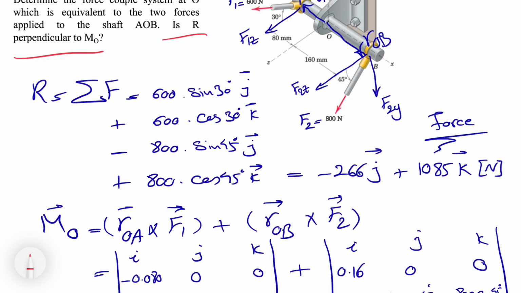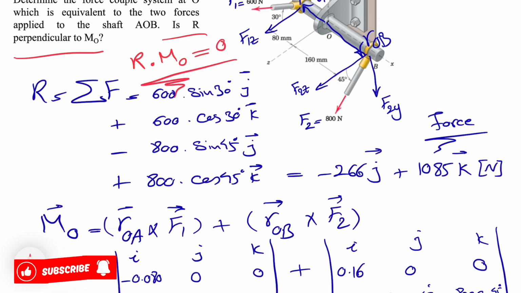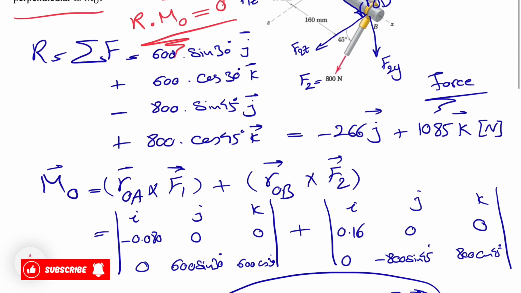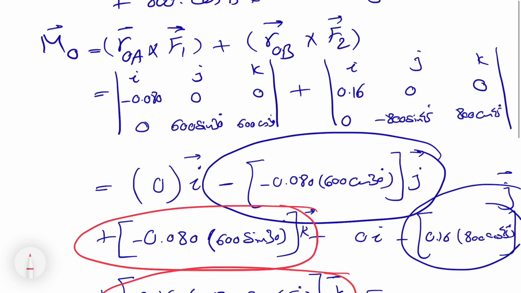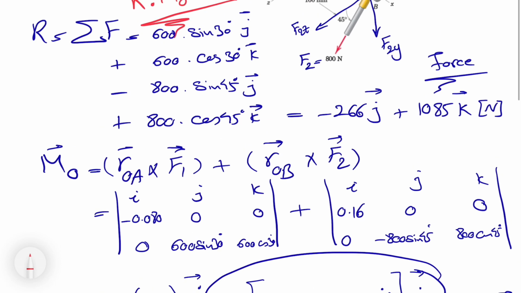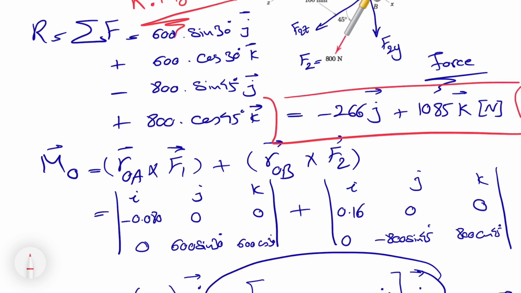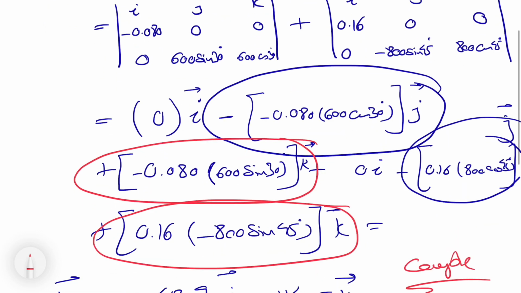But if we get back to the beginning of the question, we'll see that in the second part, we need to show whether R is perpendicular to the moment that we found about point O. And for that, we need to show whether the dot product of R and MO equals 0, which shows that these two are perpendicular. And if not, that means that they're not perpendicular to each other. So what we found for R was this force that we found in here. So this will be our R, and we have the moment in here.